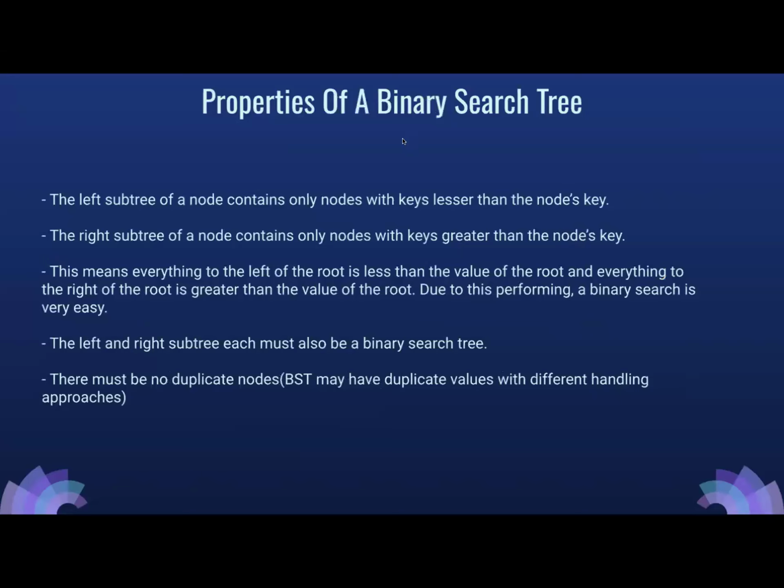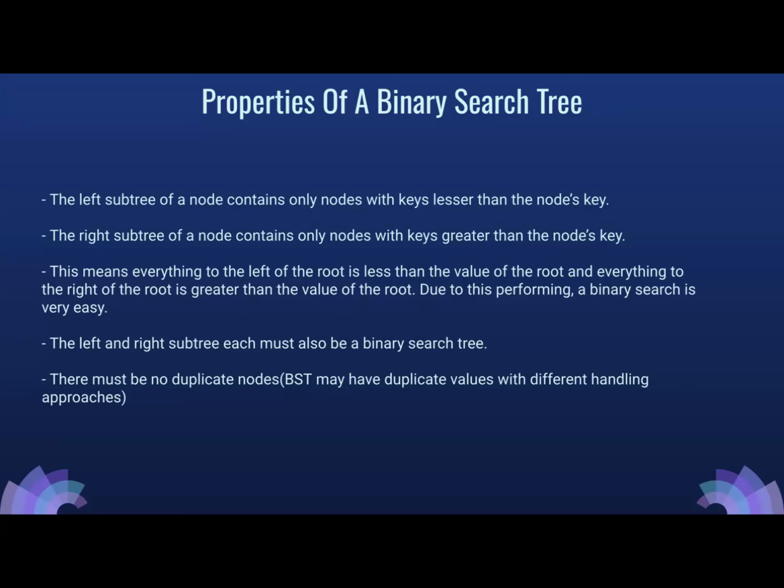As for the properties of a binary search tree, the left subtree of a node contains only nodes with keys lesser than the node's key, kind of similar to how I explained earlier. If you have a root that says 30 and you want to insert, let's say 29, 29 is going to be less than 30, so you'll place it to its left node. Same with the right subtree, it's going to have keys greater than that current node's key. If we have 30 and we want to insert 31, that'll go to the right side.